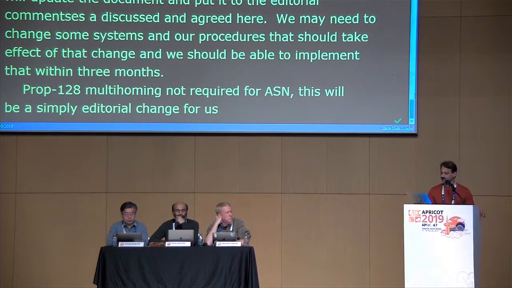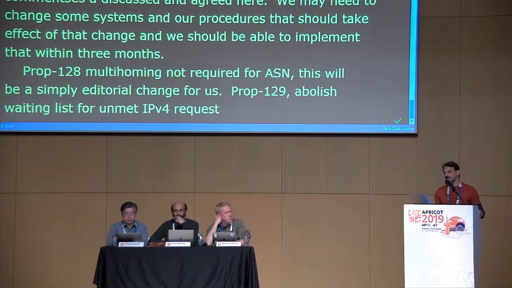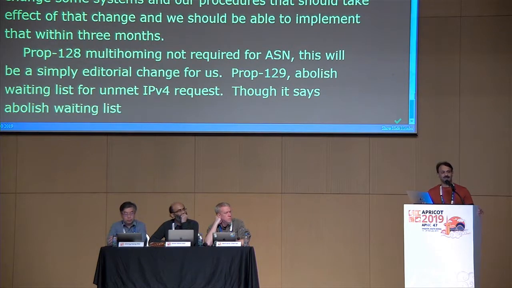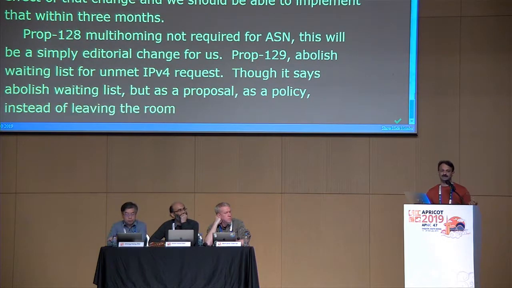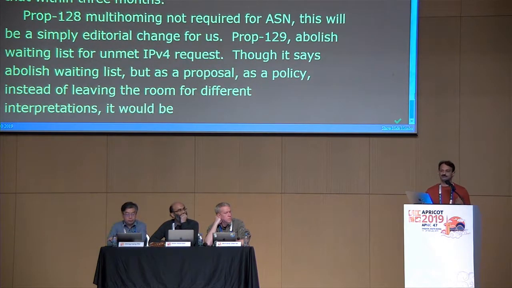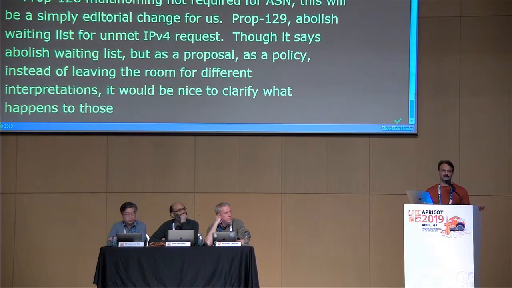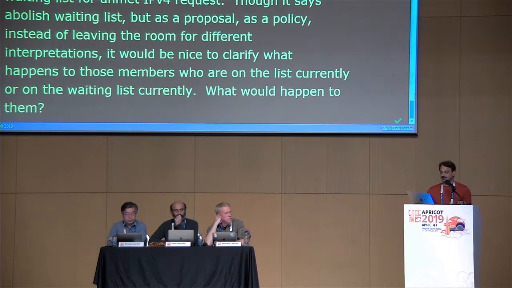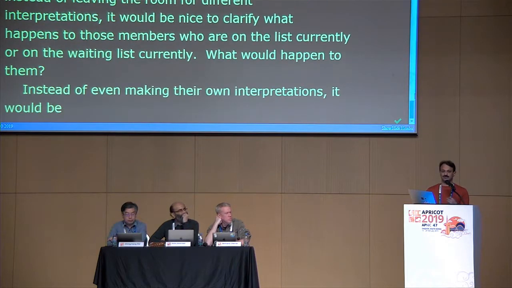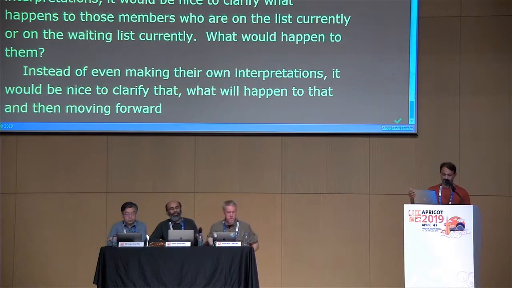Proposal 129, abolish waiting list for unmet IPv4 requests. Though it says abolish waiting list, as a policy, instead of leaving room for different interpretations, it would be nice to clarify what happens to those members who are currently on the waiting list. What would happen to them? Instead of everyone making their own interpretations, it would be nice to clarify that, what will happen, and then moving forward. Thank you so much. Thank you, Sunny.